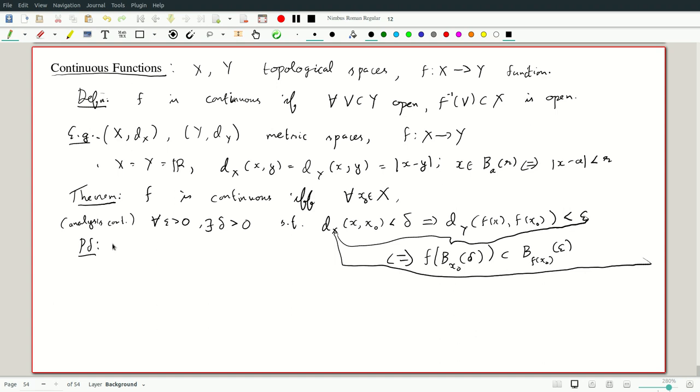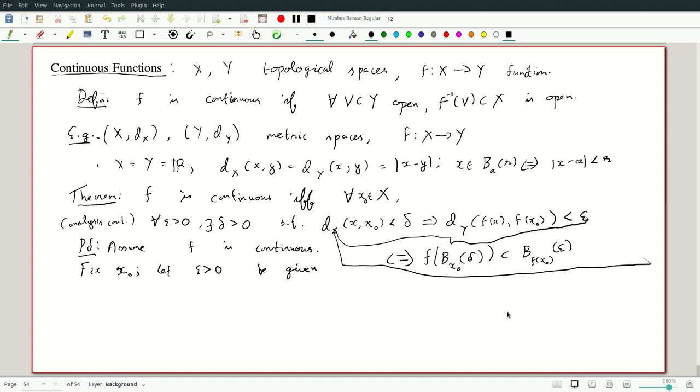So proof. Let's assume f is continuous. When we assume f is continuous, it means inverse images of open sets are open. Okay, so fix x naught. We want to prove analytic continuity. Okay, and then we let epsilon greater than 0 be given.